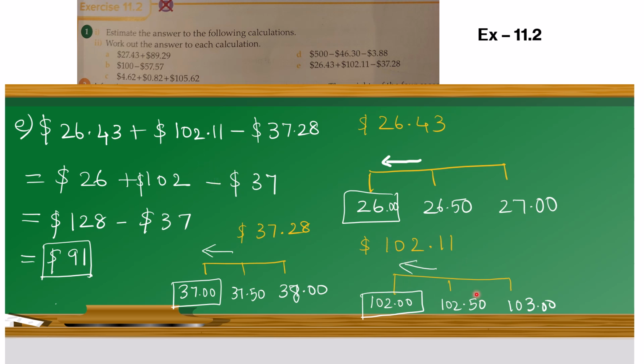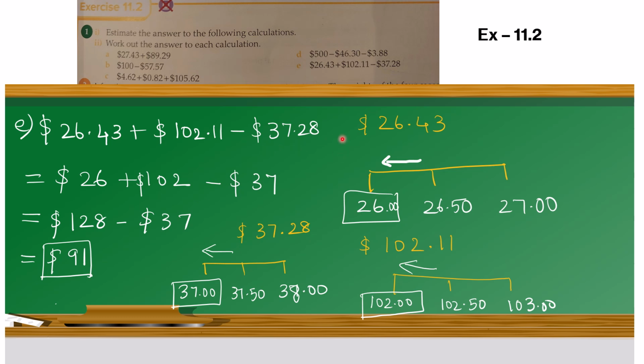Next number is $102.11. So again, the number line is 102.00, 102.50, 103.00. So this number is below the middle number, so we are taking the rounding as 102.00. So the answer is $102.